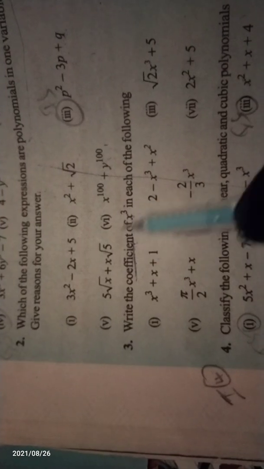Let's move on to the third bit. What is the third bit? Write the coefficient of x cube in the following. In each of the following, we need to find the coefficient of x cube. What is meant by coefficient? Coefficient means the number in front of x. Whatever number is in front of x cube, that number is called the coefficient.